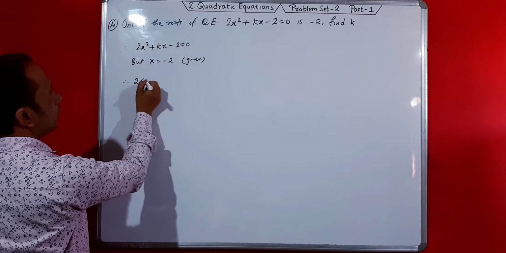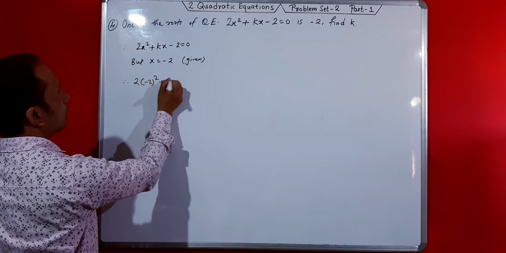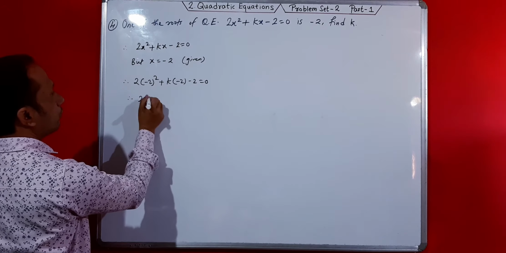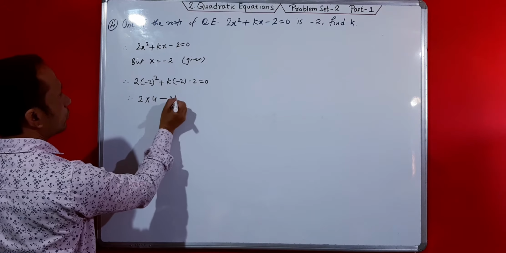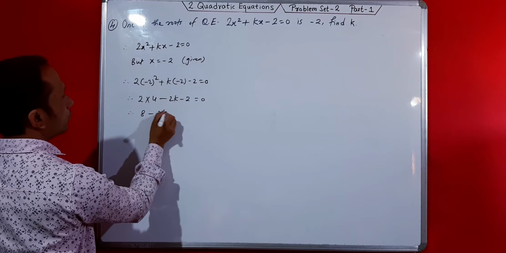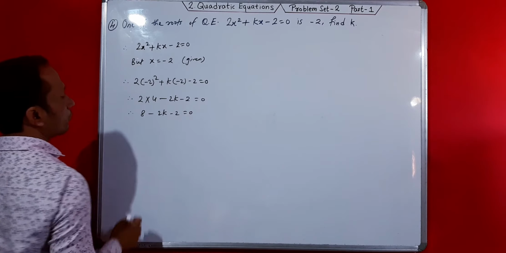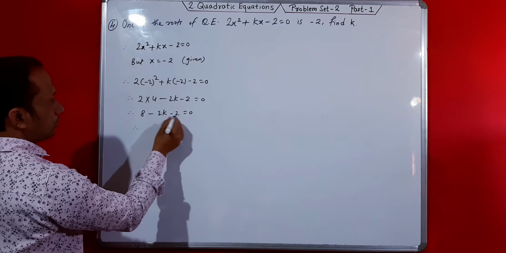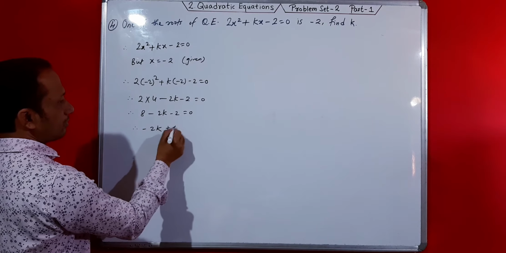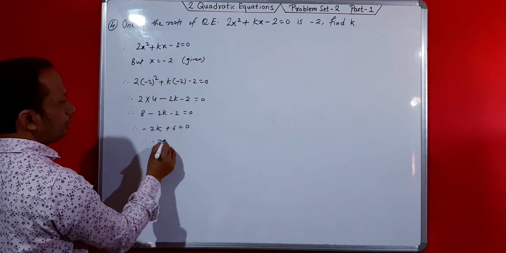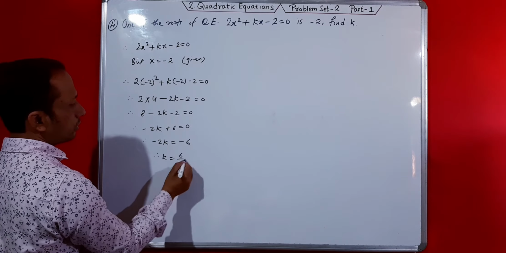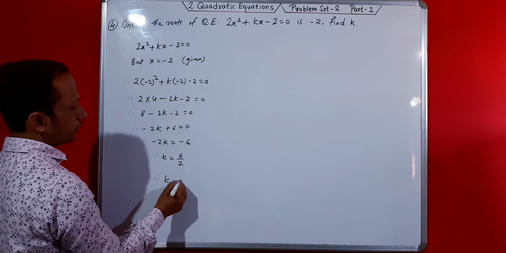Therefore 2 into minus 2 square plus k into minus 2 minus 2 is equal to 0. Therefore 2 into 4 minus 2k minus 2 is equal to 0. So this is 8 minus 2k minus 2 is equal to 0. Minus 2 plus 8 is 6 only. Minus 2k plus 6 is equal to 0. Therefore minus 2k is equal to minus 6. Therefore k is equal to 6 divided by 2. Therefore k is equal to 3.